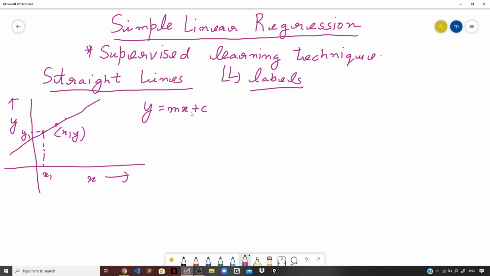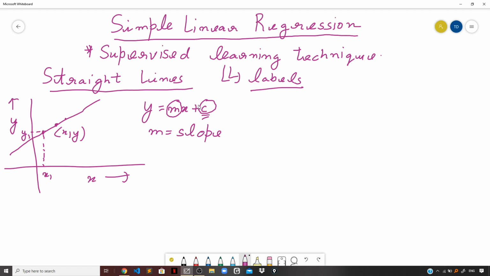Now the general equation of a straight line is of the form y = mx + c, where m is the slope of the line, c is some constant, x is your independent variable, and y is your dependent variable. Now the most important parameters here are m and c. These are the most important parameters using which you can tune the position of the line, and for different values of slope and constant you can get various lines.